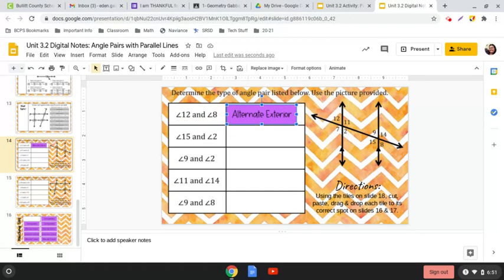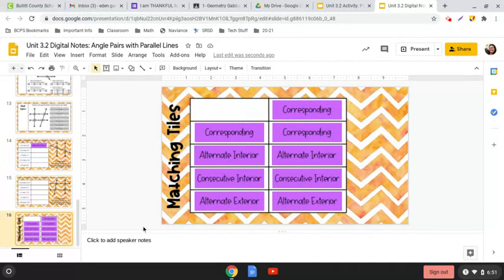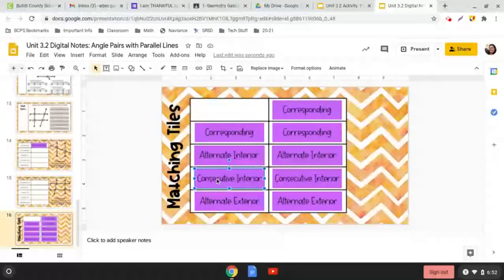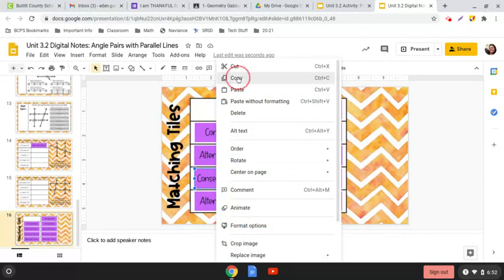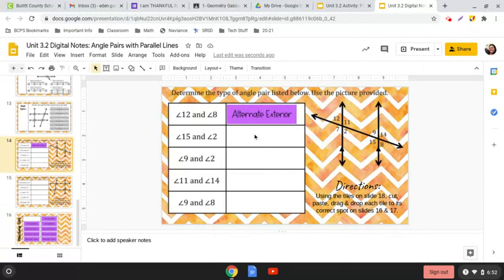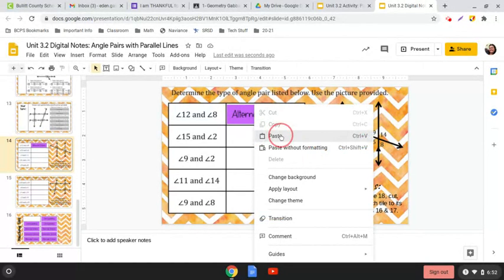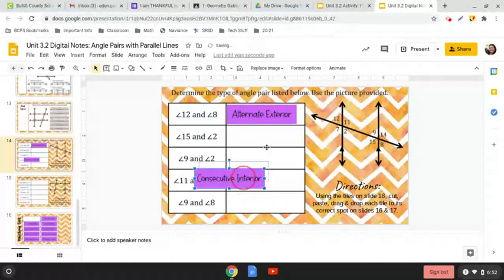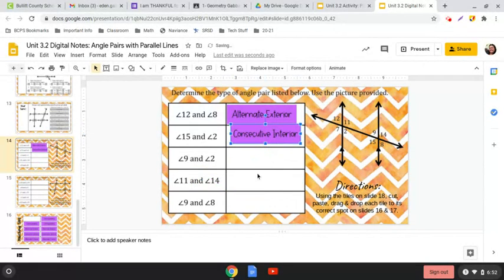And now, are they on the same side of the transversal, or are they across the transversal from each other? Well, these two are on the same side. So these are going to be consecutive interior because they're on the inside and they're on the same side of the transversal. Inside of the parallel lines, same side as the transversal.